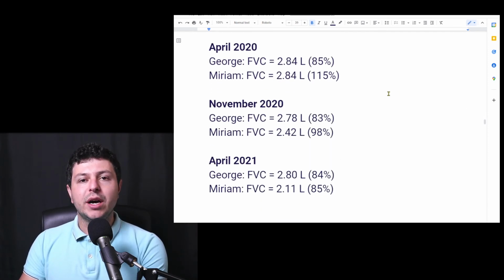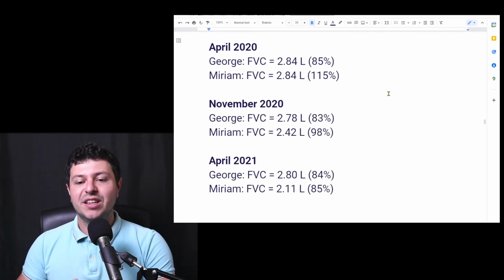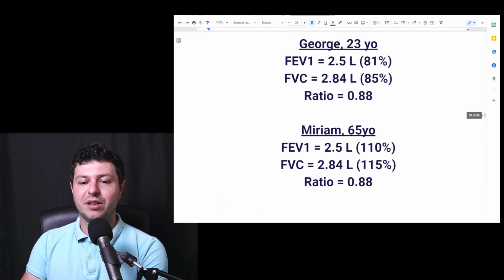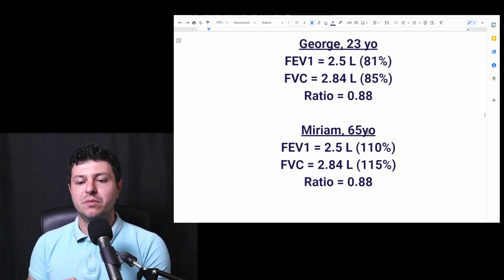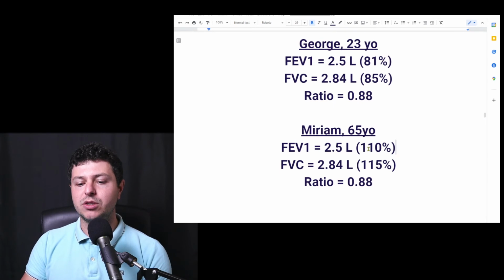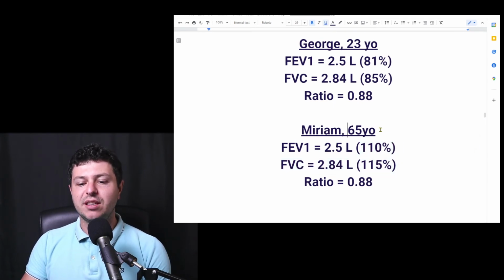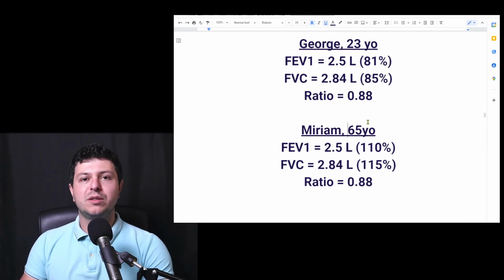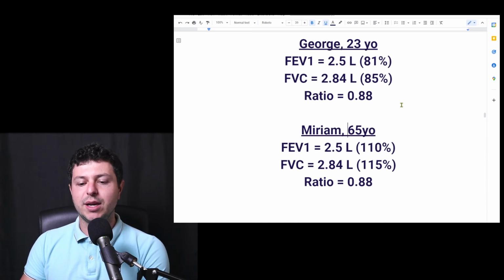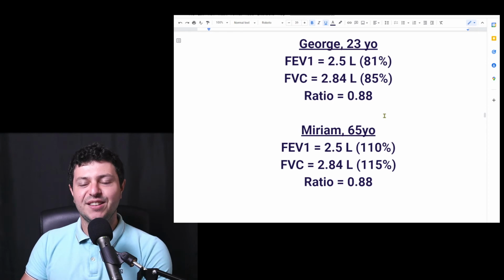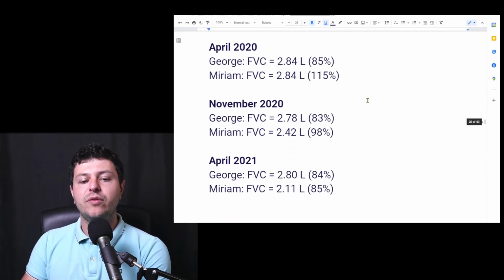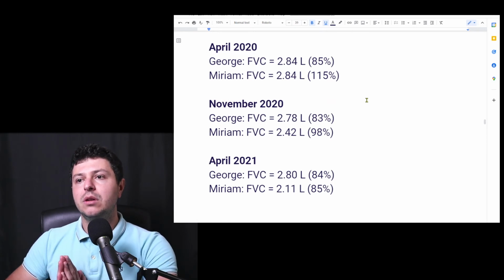Let me show you now the importance of the trend. You may think that both George and Miriam are normal. You may think that, okay, Miriam, because she's got 110%, she's doing much better than George. She's 65, her spirometry is top of the line, right? Over 100%, she's doing great. George, he's barely scratching 80%. He's not doing too well. You may think, oh, he's really unhealthy. But then we're following the trend. We're following these two people over time.